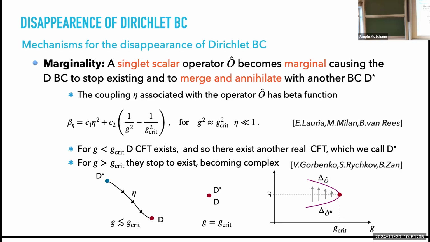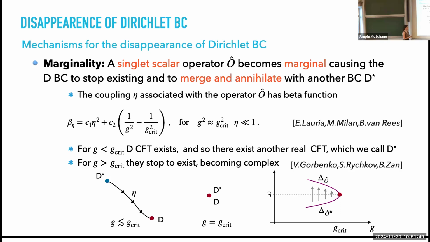This is irrelevant for G less than G critical from the point of view of D, and relevant from the point of view of D star, until it gets marginal when the two CFTs merge together. So what we want to know is: we don't know who D star is, so we cannot study this flow from the point of view of the star, but we know who D is. We know the operator which may reach marginality from the point of view of the CFT, and so we can compute the anomalous dimension of this operator to see if it approaches marginality or not.